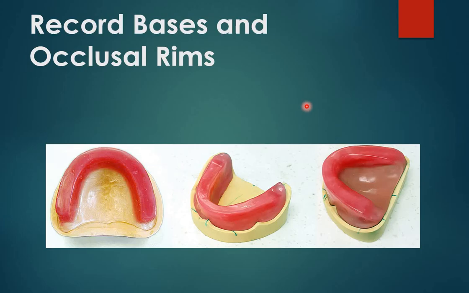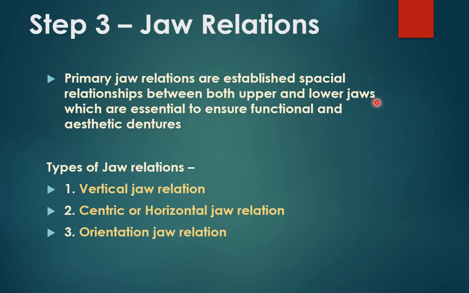The next laboratory step: once you pour the final impression with gypsum, you get the master cast, and on the master cast you fabricate the record bases and the occlusal rims. Once you have fabricated the occlusal rims, you move to step number 3, that is recording of the jaw relations. Primary jaw relations are the established spatial relationship between the upper and the lower jaws, which are essential to ensure functional and aesthetic dentures.